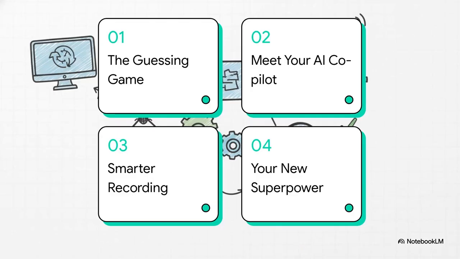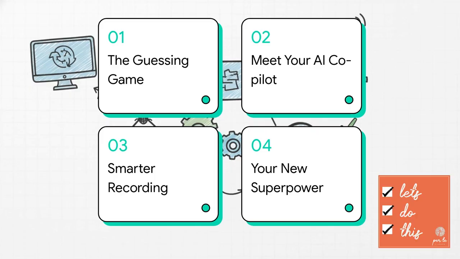So here's how we're going to break it down. First, we'll talk about what I'm calling the assertion guessing game. Then we'll properly meet your AI copilot and get it up and running. After that, we'll see how it actually creates smarter recordings and ultimately better tests. And finally, we'll dig into why this is basically your new testing superpower.